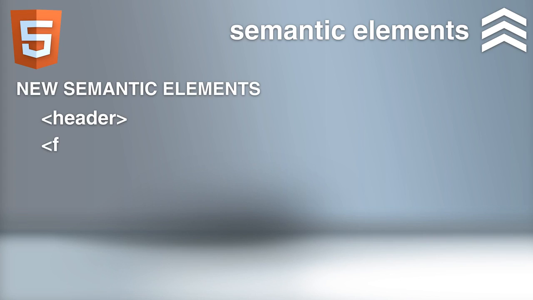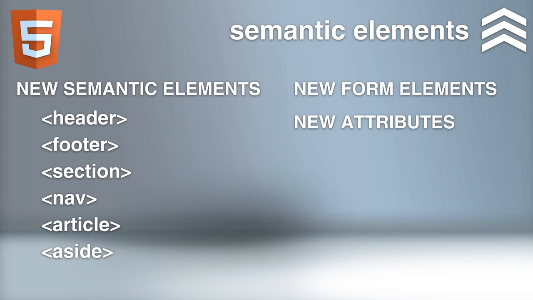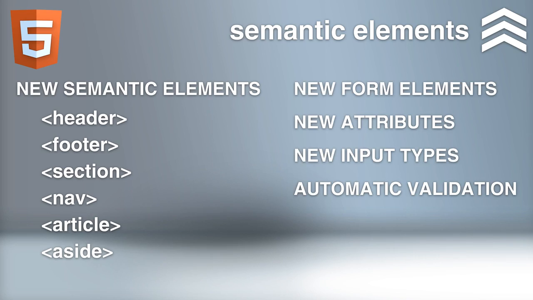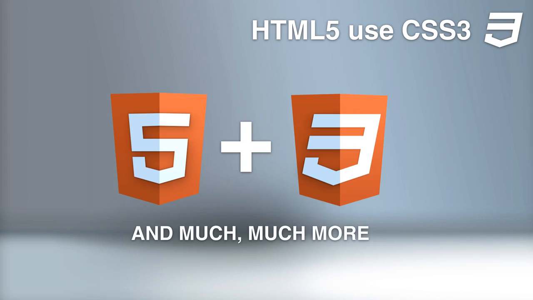Header for the header, footer for the footer, section for wrapping content in a section, nav for menu navigation, article for placing your main content, and aside for creating left and right sidebars. Along with these new elements, there are also new form elements, new attributes, new input types, and automatic validation. With the new HTML5 combined with CSS3, creating some cool effects is much easier with these new elements. New selectors, new properties, animations, 2D and 3D transformations, rounded corners, shadow effects, downloadable fonts, and much, much more.